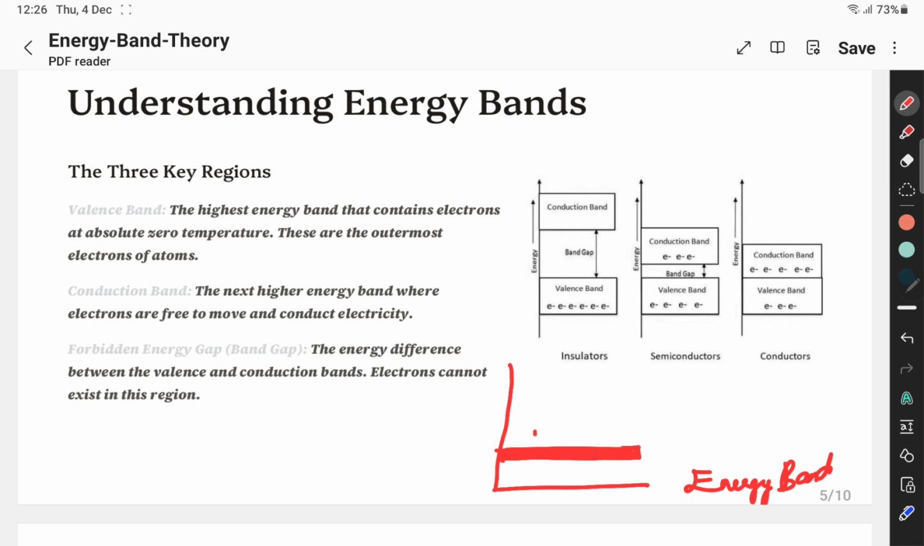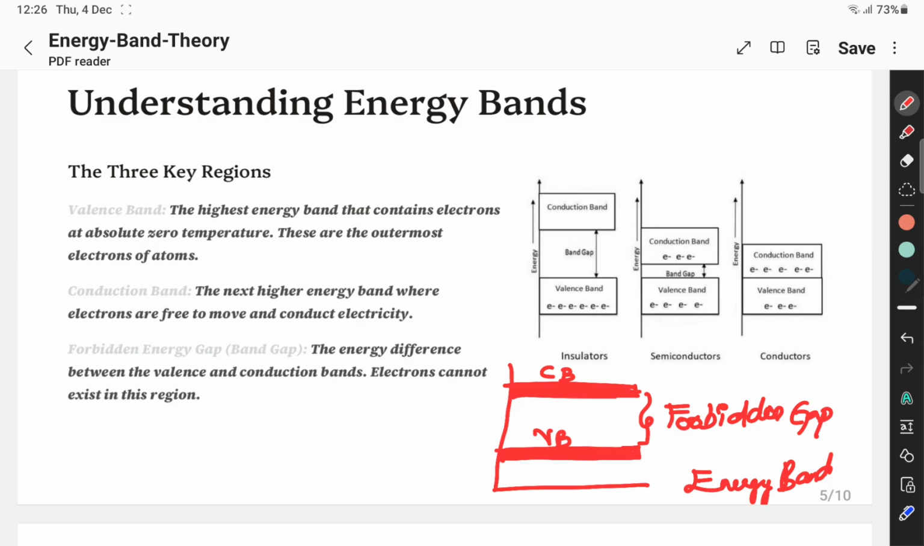Okay, let this be the valence band, and here is the conduction band. And there is a gap between this valence band and the conduction band, which is called the forbidden gap or forbidden energy gap.